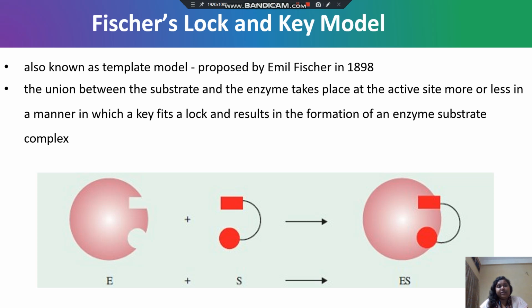So today we will be going to discuss the Fischer's lock and key model of enzymes. We know that Fischer's lock and key model is a template model proposed by Emil Fischer in the year 1898. The union between the substrate and the enzyme takes place at the active site, more or less in a manner in which a key fits a lock, and results in the formation of an enzyme substrate complex. So the enzyme reacts with the substrate and forms the enzyme substrate complex. This is the reaction which has been shown below.